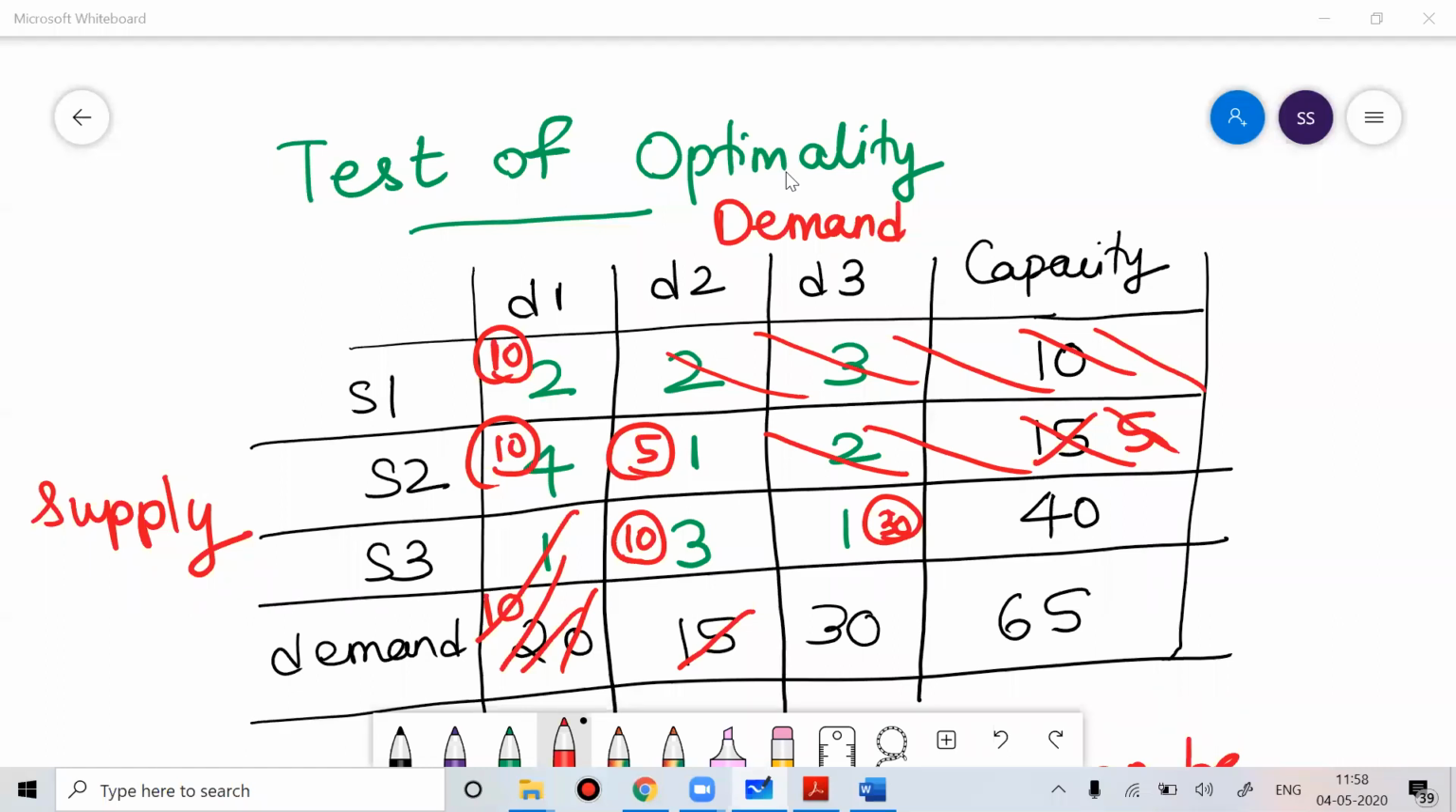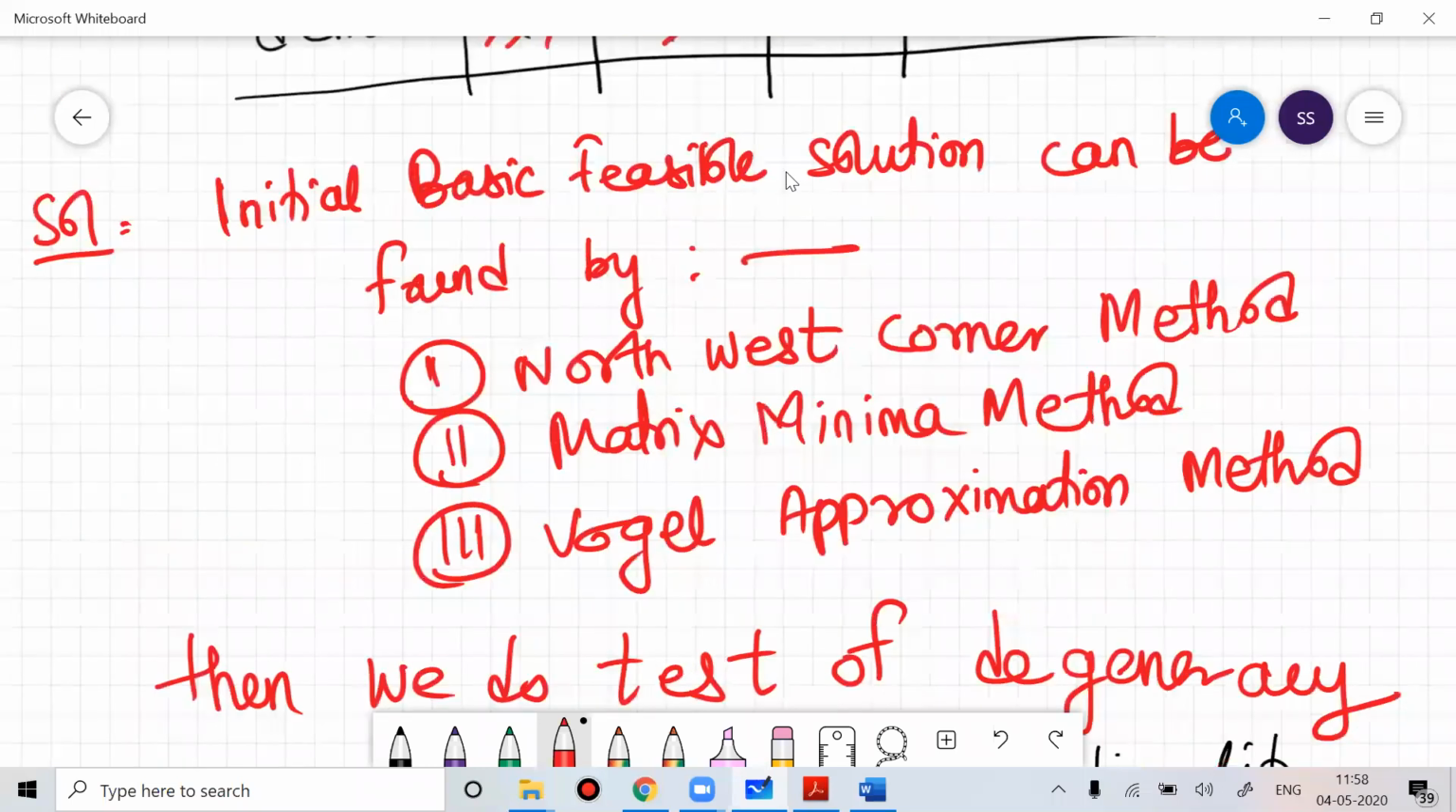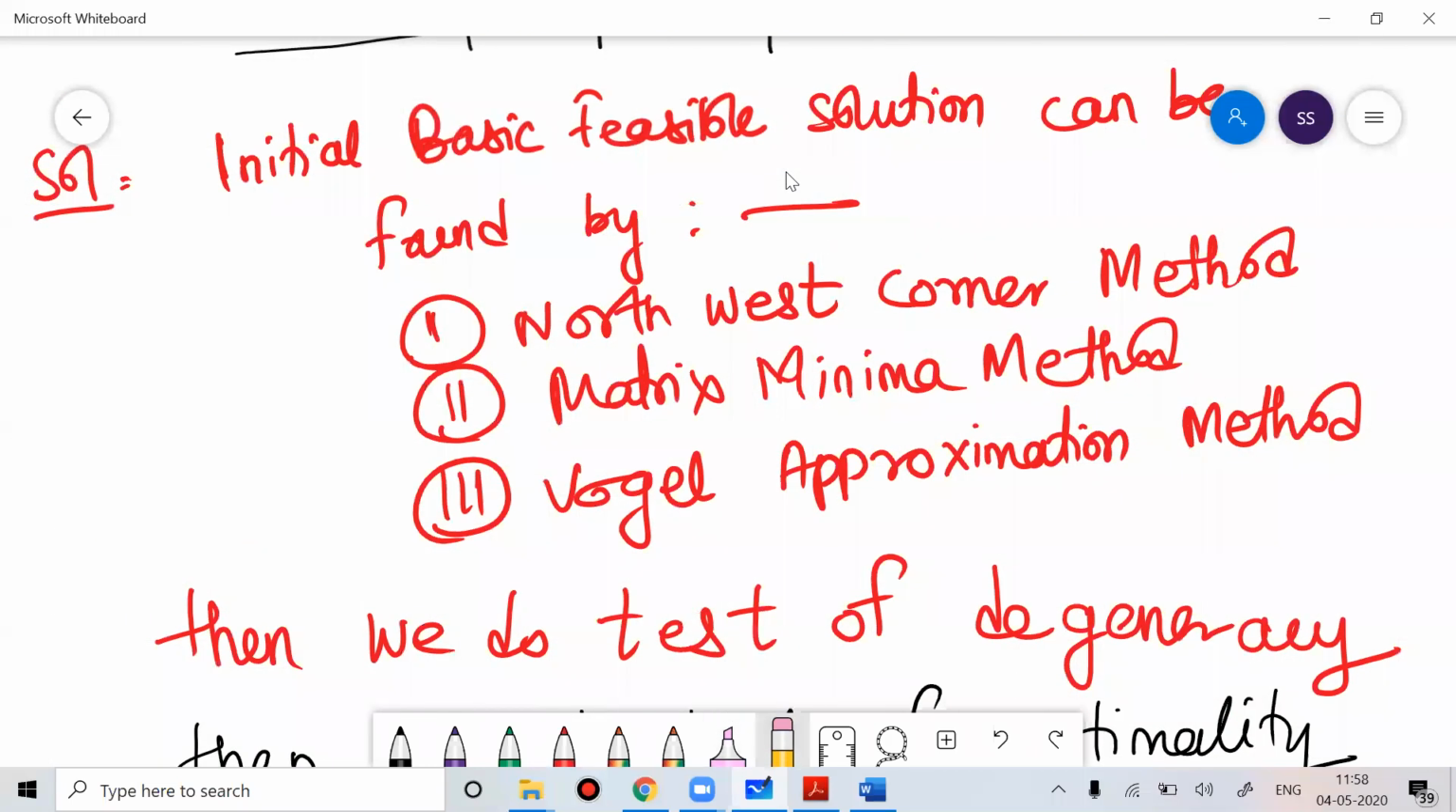Anyone have any doubt? So I believe no one has any doubt. So let me erase this.